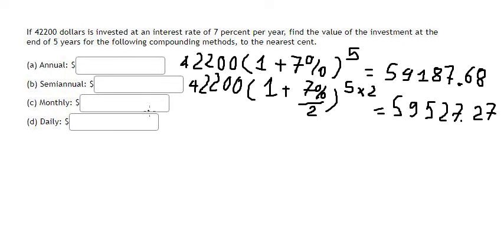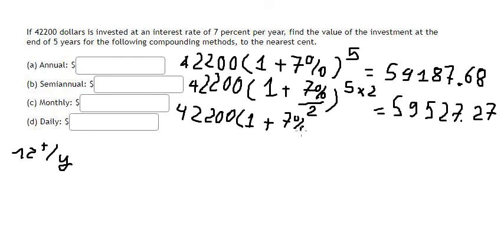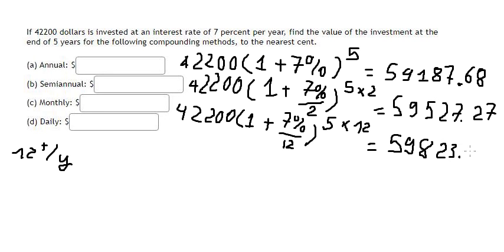Now monthly, that's about 12 times for 1 year. So we have 42,200. We multiply by 1 plus 7%. We divide by 12. About the years, we have 5 multiplied by 12. And we have 59,823.79.